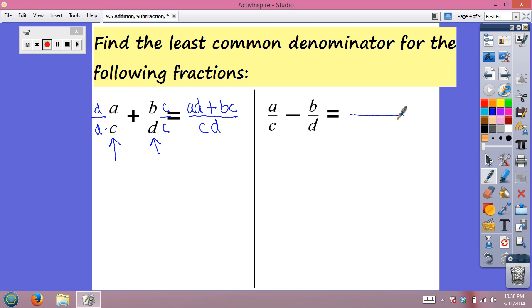Similarly, when we're subtracting, notice CD will be our least common denominator once again. We're missing a d in our first fraction, so we'll just get AD in the numerator here, minus, we're missing a c in our second fraction, so we'll get BC here.